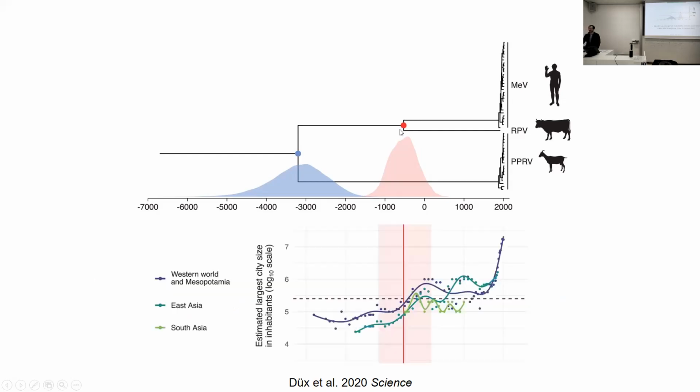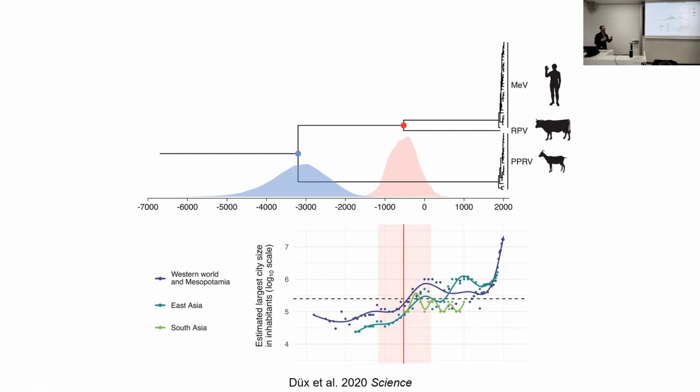BCE. And that's really interesting because if on the same chronology you superimpose the evolution of the size of the largest cities in the main regions of the world, you see that grosso modo, the time of this divergence is the time when we see that the largest cities in these different regions actually crossed the population threshold for measles persistence, which is represented by this dashed line, right?